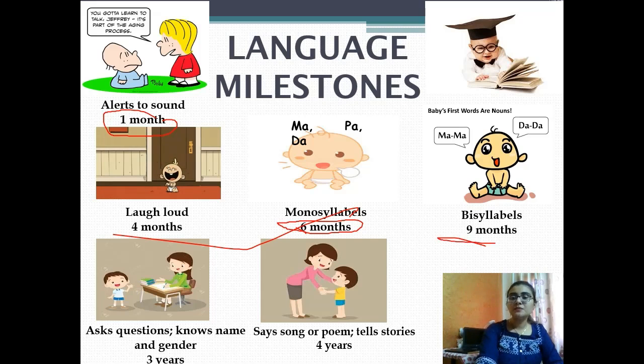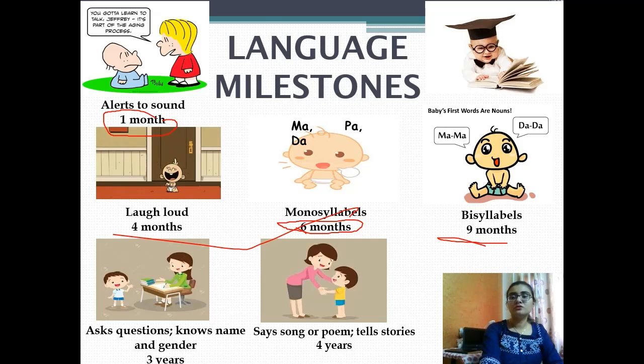At 9 months, the baby speaks bisyllables. Bisyllables mean mama, papa, dada, dadi. All these things a child starts to speak. At the age of 3 years, he knows who he is. He knows his name. He knows his gender, whether he is a girl or a boy. He knows about himself very much. So he has the habit of asking questions: why are you doing this? Why are you going over there? Why am I not going over there? So many questions. At the age of 4 years, the baby can speak so fluently that he can recite poems. He can recite stories at the age of 4 years.